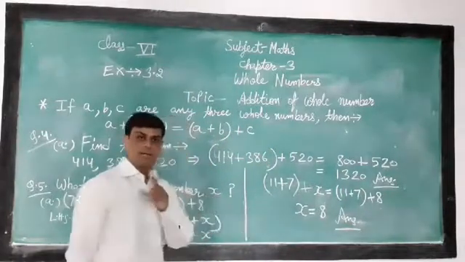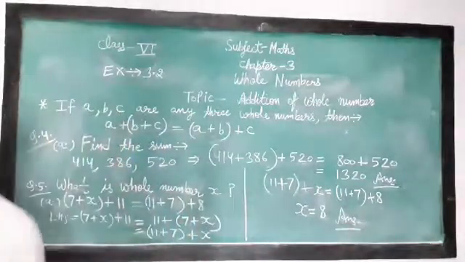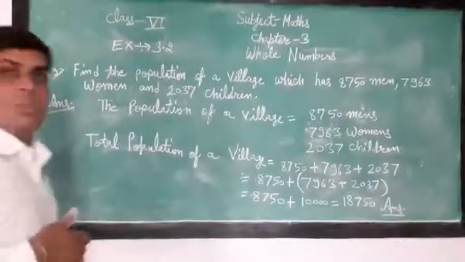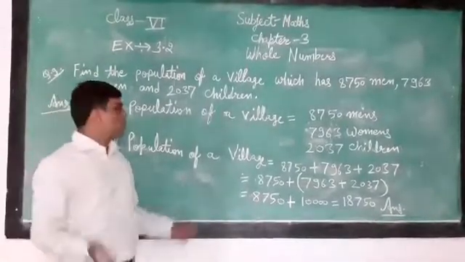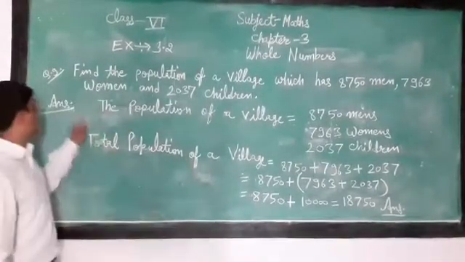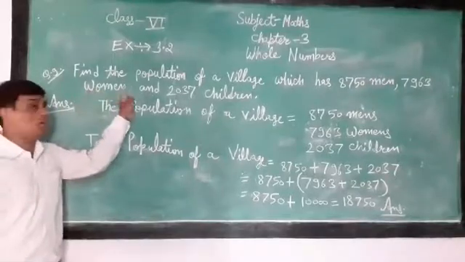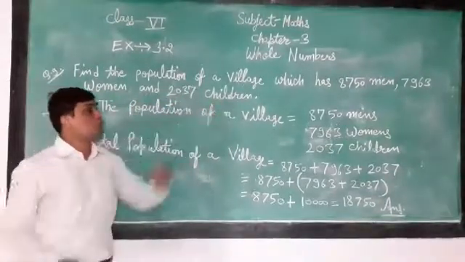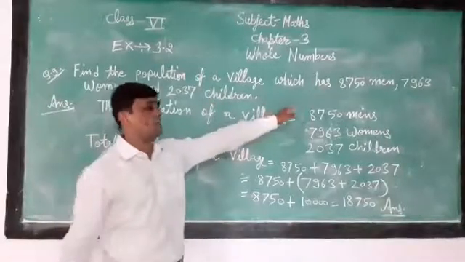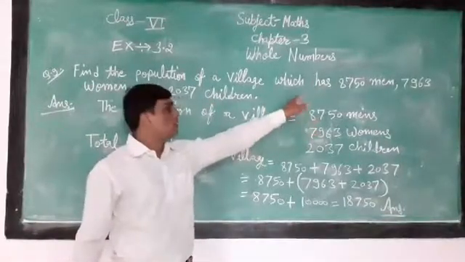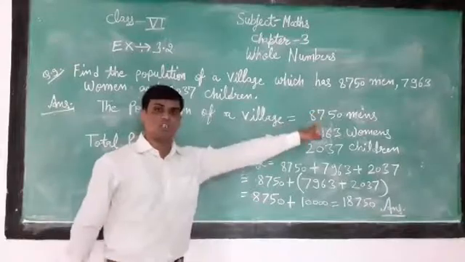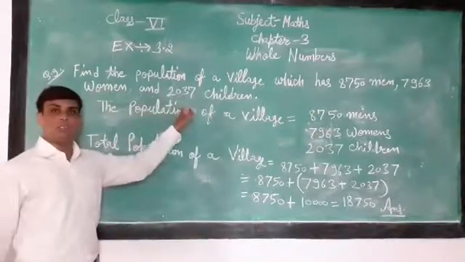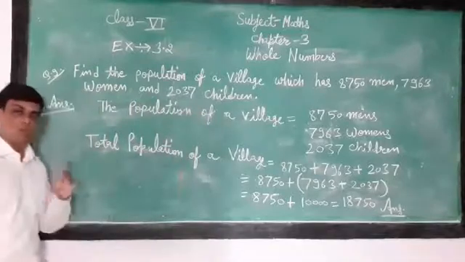Okay students, write down the question. Now next question is question number 9. Find the population of a village which has 8,750 men, 7,963 women and 2,037 children. Solve the question.